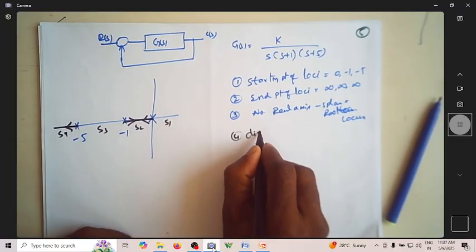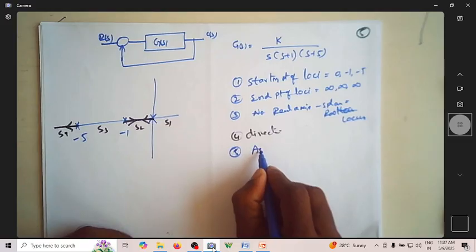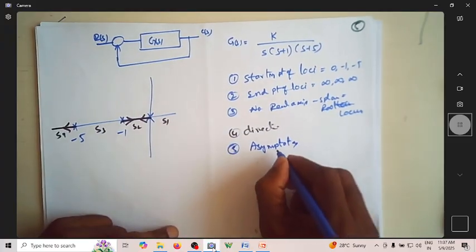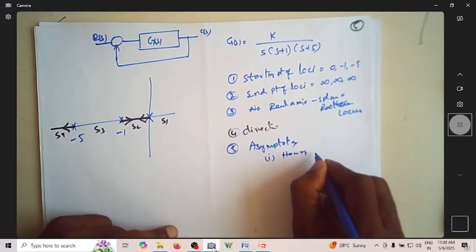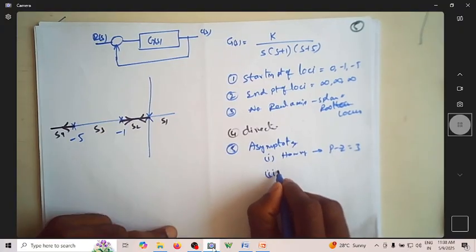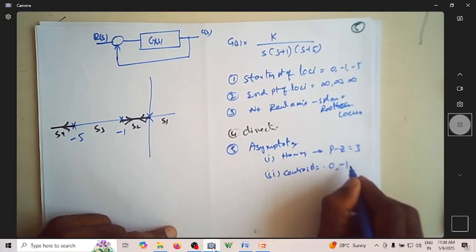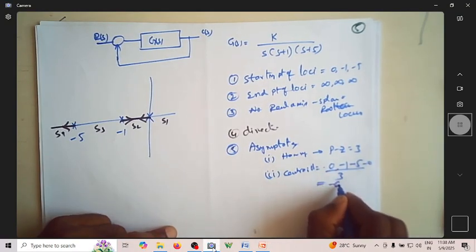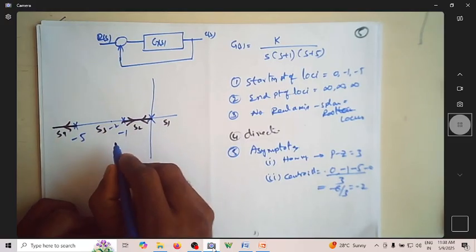Fourth one is direction, and the fifth one is asymptotes. Their number and centroid are required. First, how many? It is P minus Z, so there are three asymptotes. Next one is the centroid. The centroid will be (0 plus -1 plus -5) minus 0, divided by 3. So it is -6 by 3, which is -2. So we have the asymptote centroid at -2.